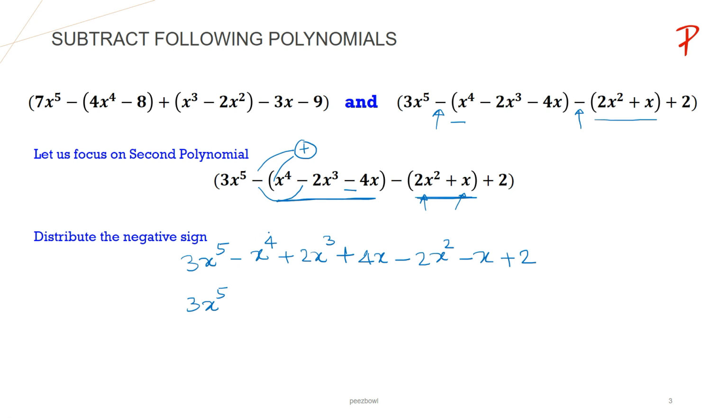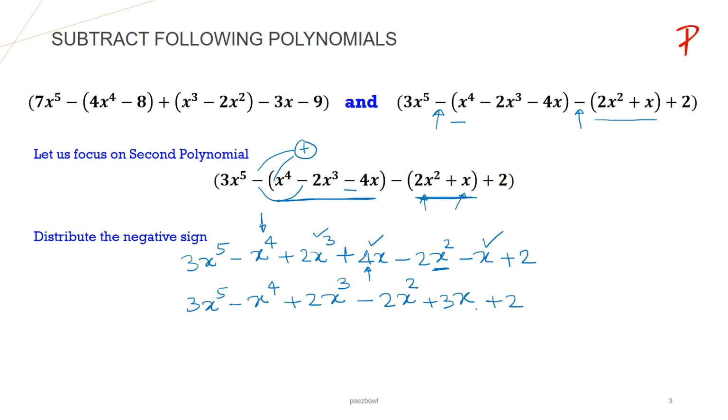After that, the next bigger power of x is 4 minus x to the power 4. After that, we have x cube plus 2x cube. Here we have x square minus 2x square. Then this plus 4x and this minus x will result in, first I will write x as it is. Then I will work on the constant. Plus 4 minus 1 is plus 3. Plus 3x, and then we have constant plus 2, right?